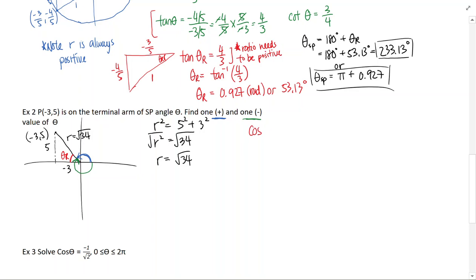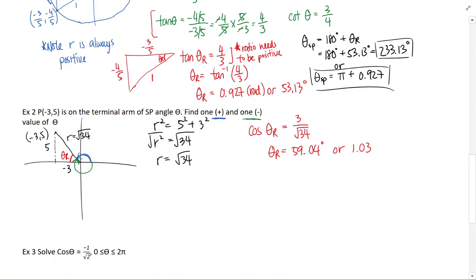So we know cosine of this angle is equivalent to adjacent over hypotenuse. Remember, it needs to be a positive ratio, even though it's -3. For reference angle purposes, change it back to positive. So we have this ratio here. If you do the math, your reference angle will be 59.04 degrees or 1.03 radians.